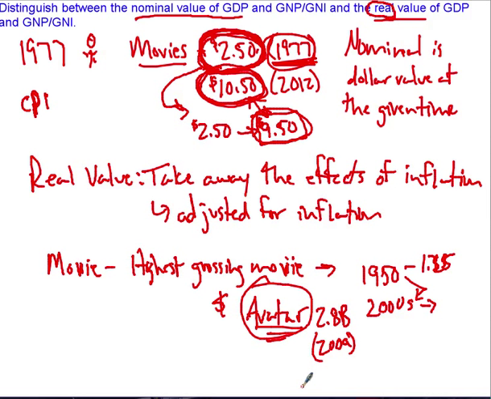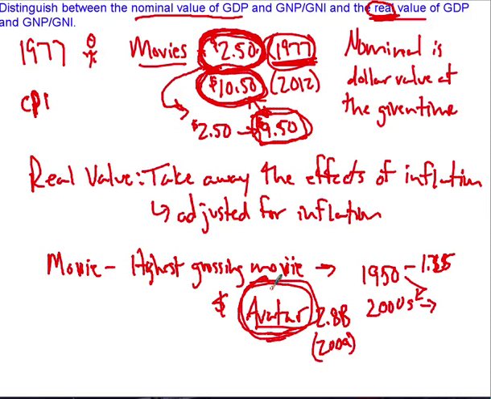All the movies in history came out today, and they sold the same number of tickets, and all the tickets cost the same. Now that puts us on a level playing field. Now we can say we're talking about real values. And so do you think Avatar is the highest grossing movie ever?